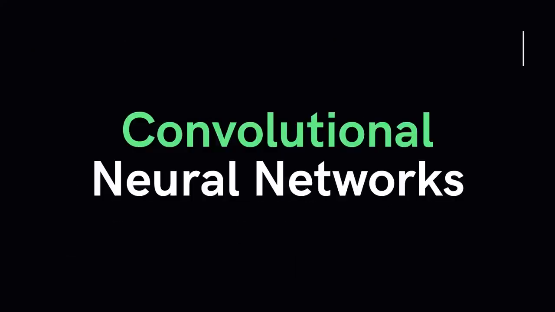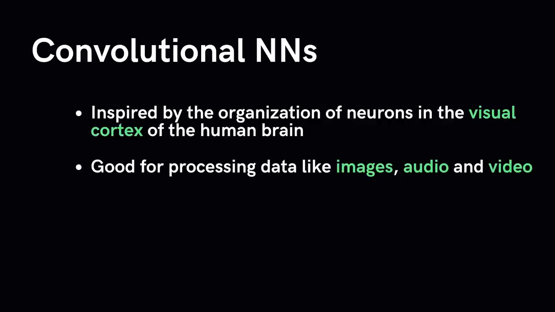A convolutional neural network, or CNN for short, is a type of deep neural network architecture designed for specific tasks like image classification. CNNs were inspired by the organization of neurons in the visual cortex of the animal brain. As a result, they provide some very interesting features that are useful for processing certain types of data, like images, audio, and video. Like a fully connected neural network, a CNN is composed of an input layer, an output layer, and several hidden layers between the two.